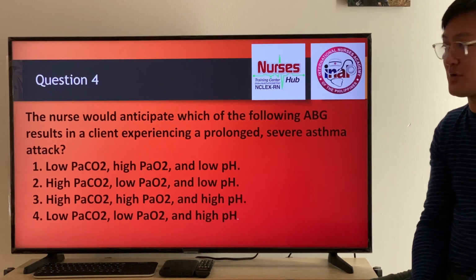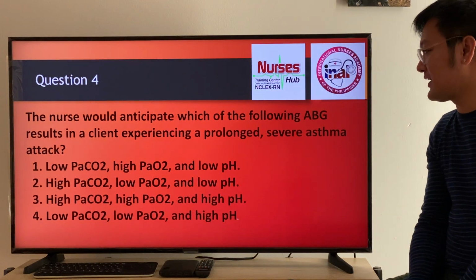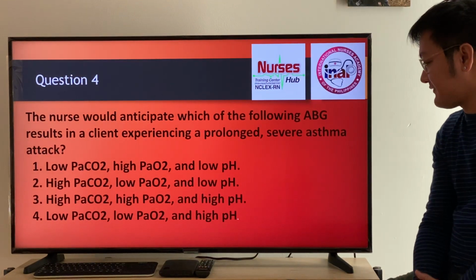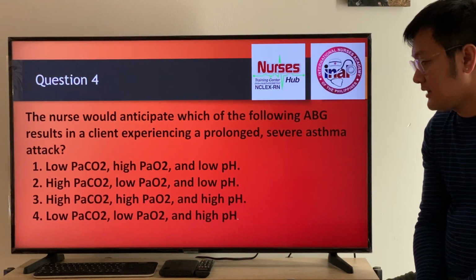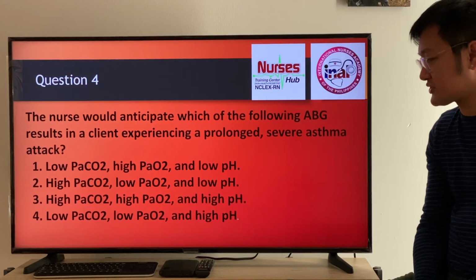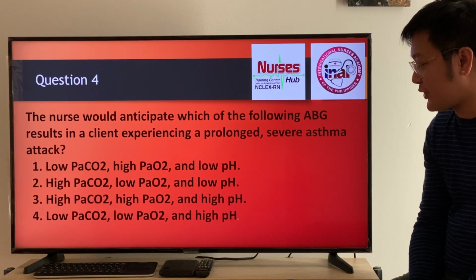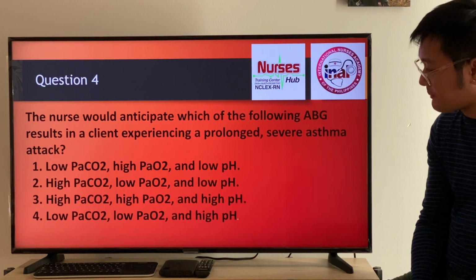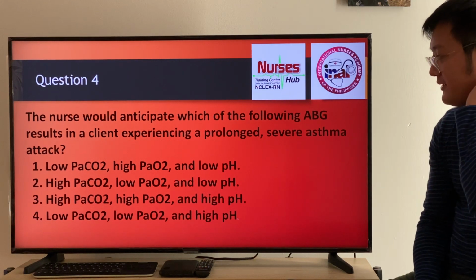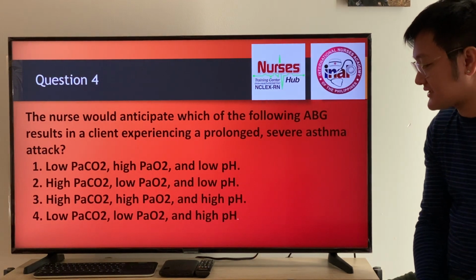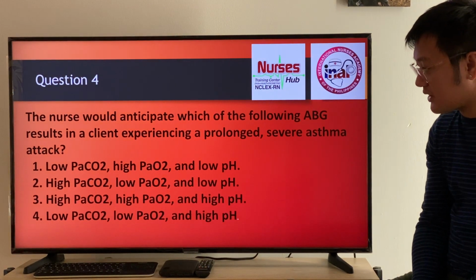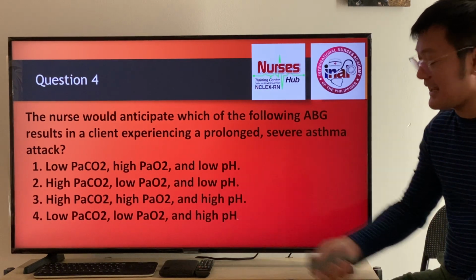Let's proceed to question number 4. The nurse would anticipate which of the following arterial blood gas results in a client experiencing a prolonged severe asthma attack. Okay, 1, low partial carbon dioxide pressure, high partial oxygen pressure, low pH. 2, a high partial carbon dioxide pressure, low partial oxygen pressure, and a low pH. 3, a high partial carbon dioxide pressure, high partial oxygen pressure, and a high pH. 4, low partial carbon dioxide pressure, low partial oxygen pressure, and a high pH.